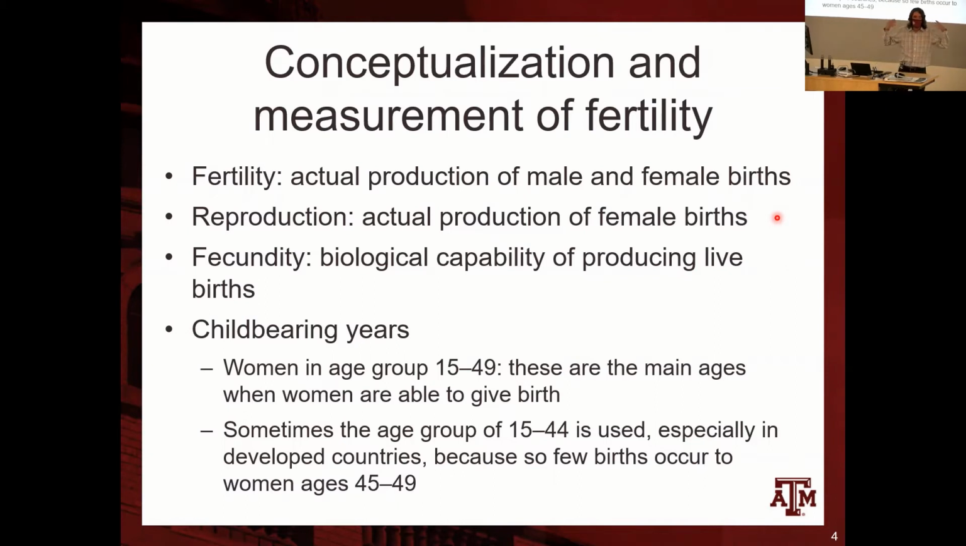Fecundity is the biological capacity of producing live births. So that's more related to biology. The term fecundity is not used in the names of indicators in demography because it's more about the biological capacity of women producing babies, and also of men, of course. And if you know any Latin language, in Spanish or Portuguese, the terms fertility and fecundity are exactly the opposite. The correct word for fertility in Spanish would be fecundidad, and fecundity would be fertilidad. But in our case, fertility and reproduction are the major concepts that matter to us here.